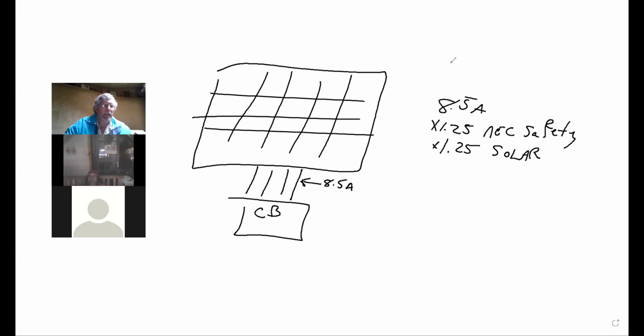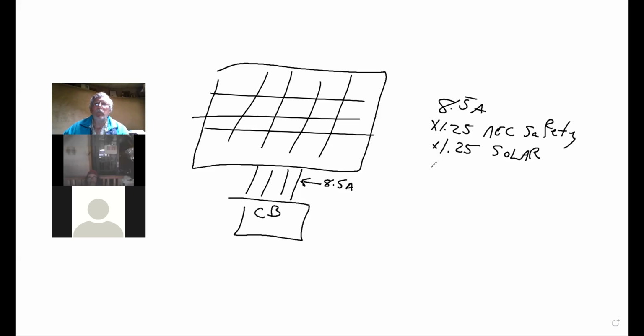But if you remember, at the outside edge of the atmosphere, we can have as much as 1,300 watts. And on a very clear day, I've gotten measurements as high as 1,200 watts per square meter. So the amperage might actually be higher than standard test conditions.